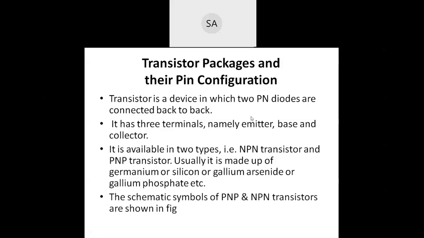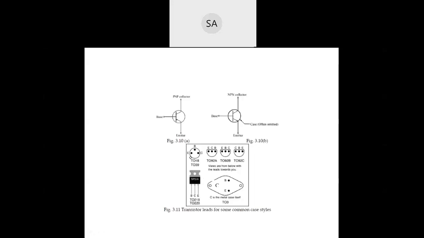The schematic symbols of PNP and NPN transistors are shown in the figure. This is the figure of the PNP transistor, and this is the figure of the NPN transistor. Most of the time we use NPN transistors. Why? Because the mobility of electrons is more compared to the mobility of holes. The majority charge carriers are electrons, so we preferably use NPN transistors.